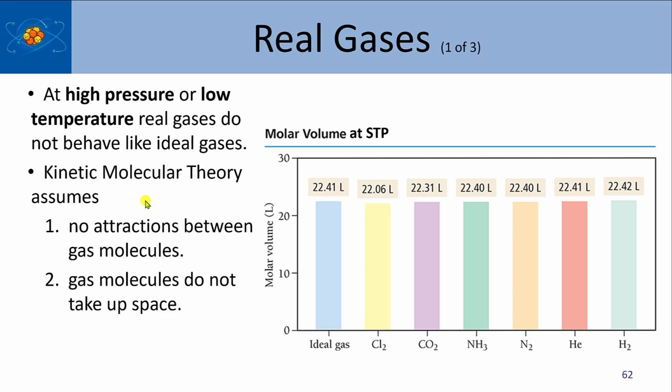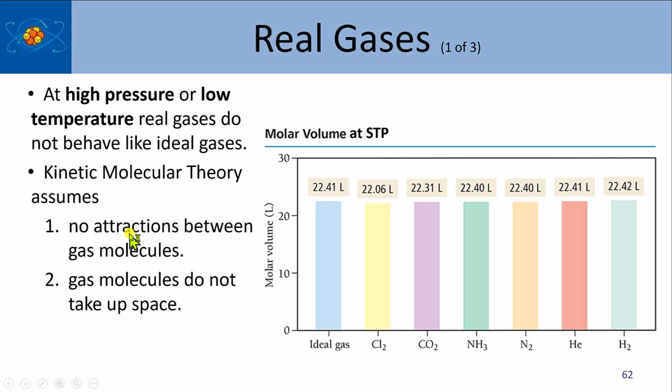This is the point where we're actually going to talk about real gases and the behavior of real gases. So it turns out gases behave ideally only under certain conditions, and those conditions include mostly room temperature and atmospheric pressure. But if the pressure is high or the temperature is low, real gases don't behave like ideal gases. This is because kinetic molecular theory assumes no attraction between molecules, and gas molecules don't occupy any volume, which both of those things we know are not true.